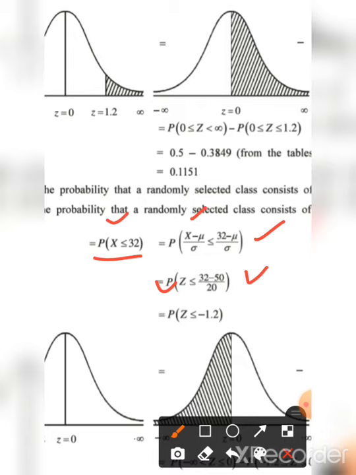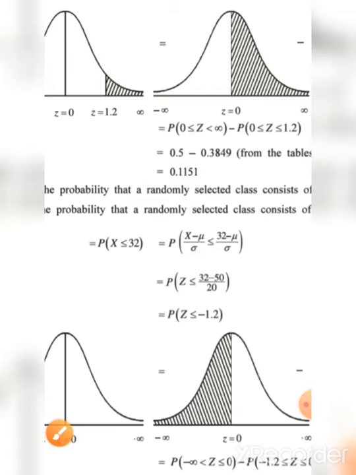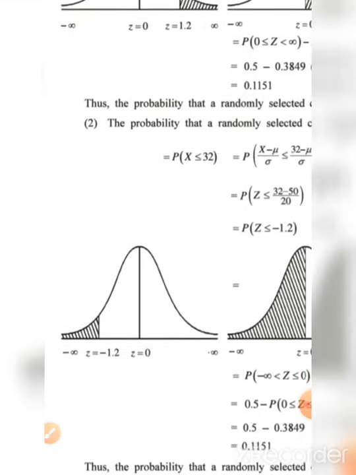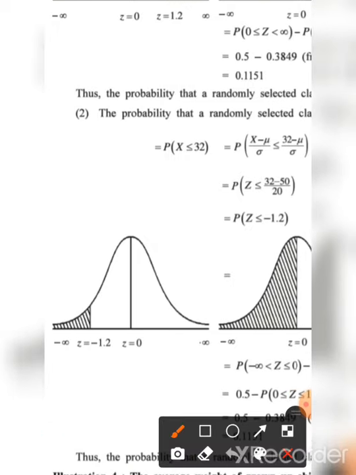So 30 minus 50, 32 minus 50 upon 20. As you solve it, z is less than or equal to minus 1.2. Now this is how we are going to put it into the diagram. Into the diagram you would find P of z less than or equal to minus 1.2.